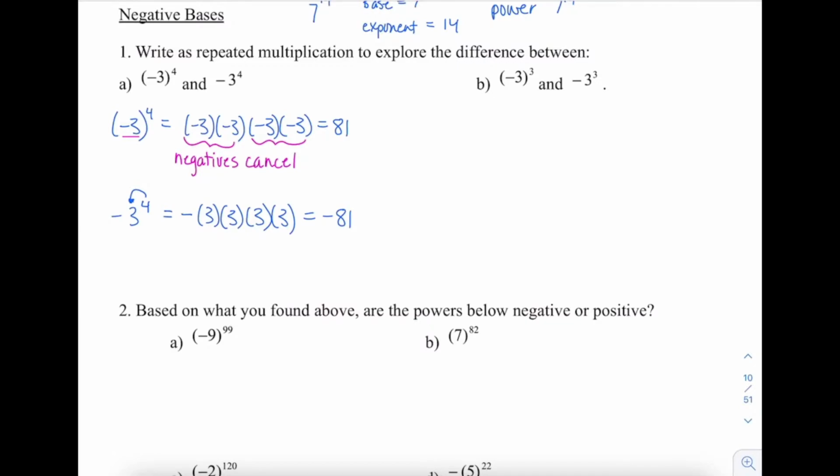So we'll notice that negative 3 in brackets to the power of 4 has a negative base, but the overall power is positive. Here our base is actually positive because it's 3, and our overall result is negative. So it doesn't really matter whether the base is negative or positive per se. We also have to look at the exponent to see whether or not our overall power will be negative or positive. Let's do one more example.